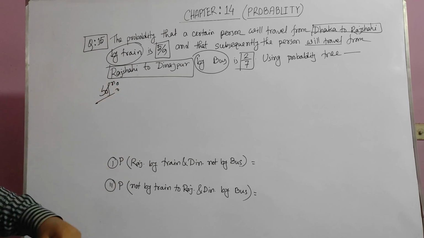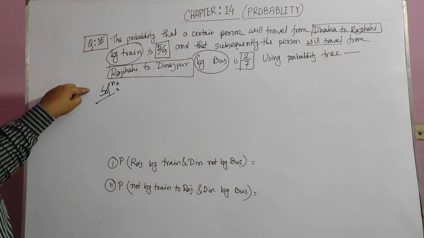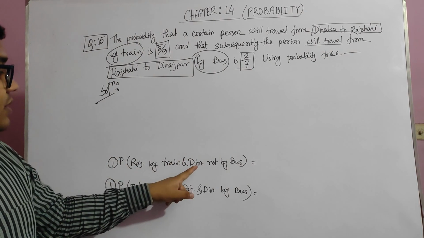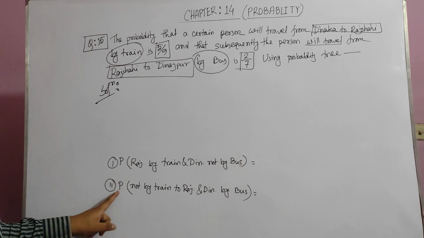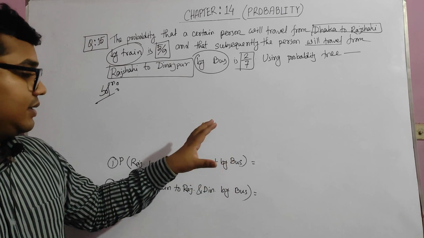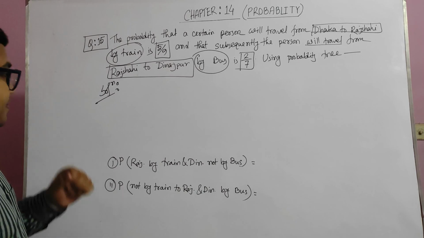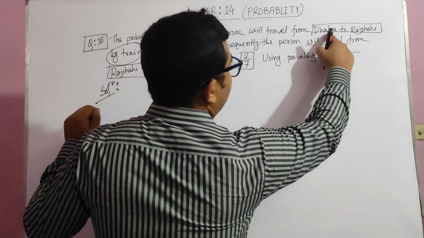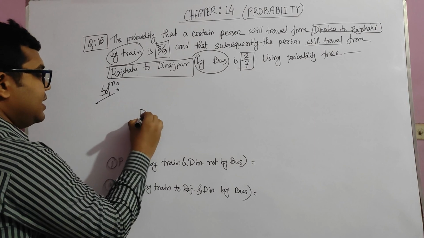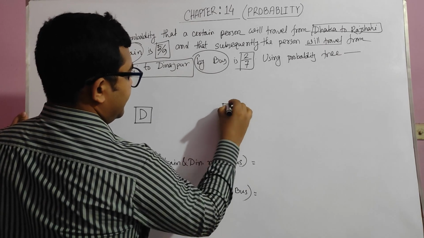Again, I have said this for you, because now we have to find the answer using a probability tree. So we have to draw a probability tree as our solution, and we have to find the probability of Rajshahi by train and Dinajpur not by bus, and also the probability of not by train to Rajshahi and Dinajpur by bus. We have to find these two probabilities. First of all, we have to draw a probability tree. Here, travel Dhaka to Rajshahi. This is the first destination, Dhaka, and our second destination is Rajshahi.